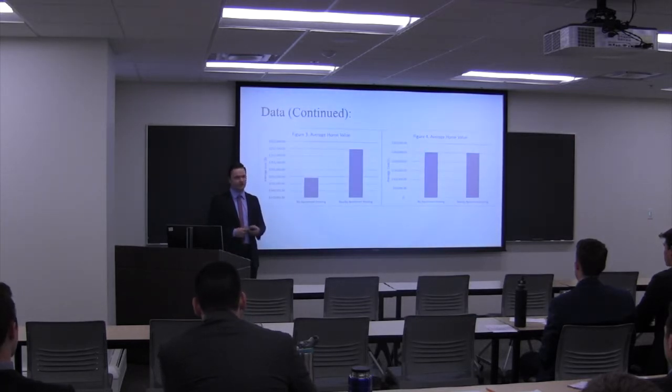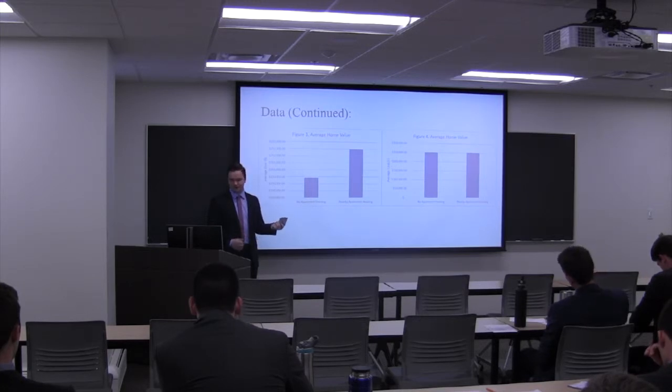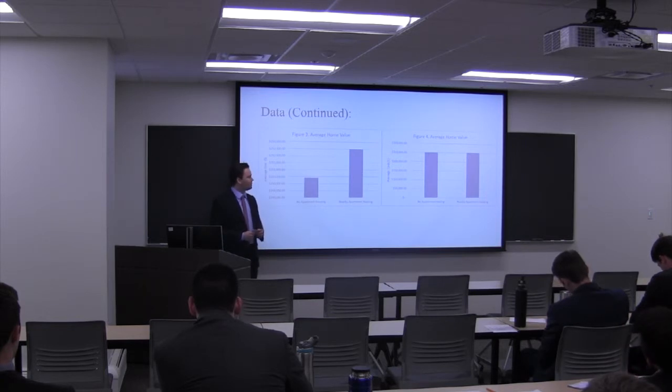Here, figure 3 is just the average value of all the homes located nearby apartment housing. And basically what this shows is that homes located nearby to apartment housing actually have a higher value than homes that are not located by apartment housing. So it's actually counterintuitive to what I had initially thought. However, if you look at figure 4, once it's blown up, the difference really isn't that noticeable overall.